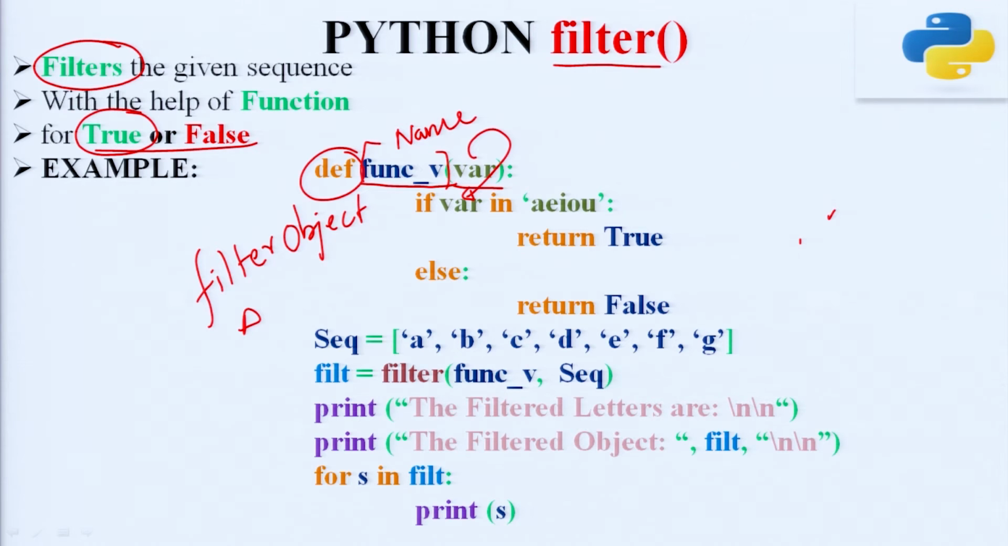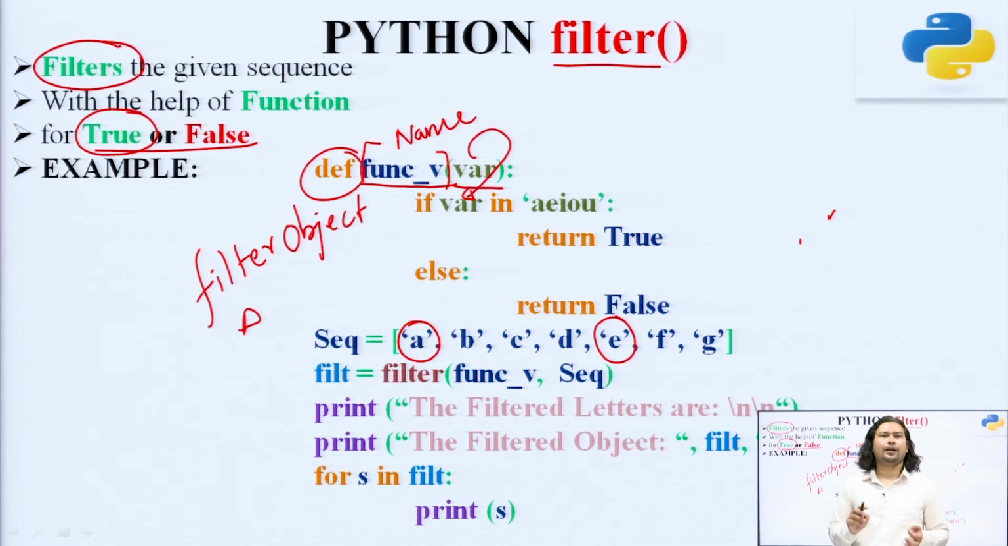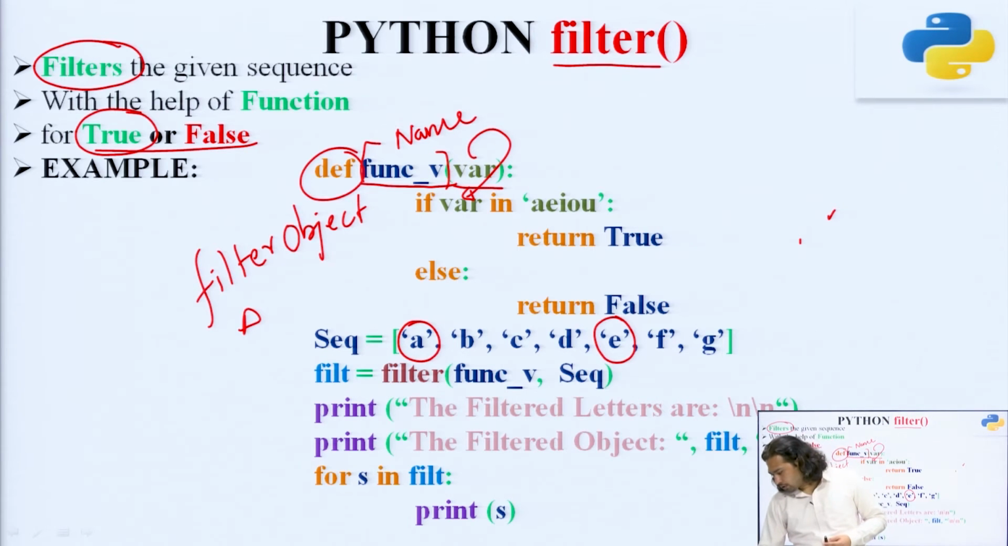Now we are filtering the data on the basis of true and false. In this one statement, all the data is represented as true or false. Look at the data: A is a vowel, B is not a vowel, C is also not a vowel, but E is a vowel. So as per the filter, A and E are the answer of this filter function. Now, look at the output of the program.